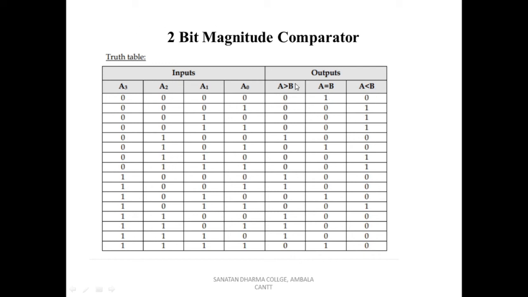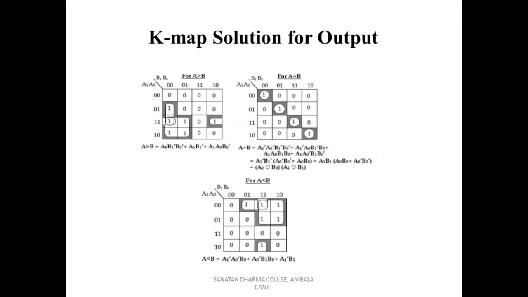So we will complete this truth table, and again we will find the logic expressions using K-map. Here we are using K-map because now we have 4 inputs in total and the number of combinations is from 0 to 15, so we have to take the help of K-map. Here is the K-map solution for the outputs, as you have already done in your previous unit.